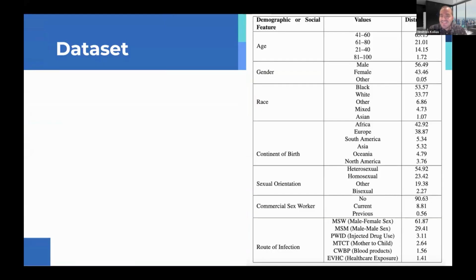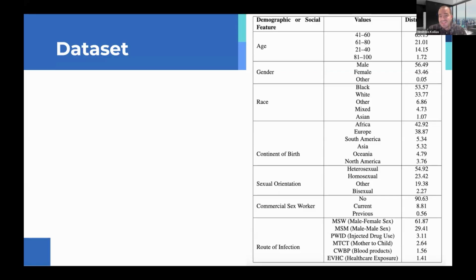These here are other features that have to do with the demographics and the social features. For instance, you can see we have the age, which we have grouped into 4 different groups, from 20 to 40, from 41 to 60, 61 to 80, and until 100. Generally, we have a lot of different distributions in those features, and that is generally expected. We also had the gender and the race; because the clinic was in London, we had a lot of different ethnicities and people coming from a lot of different continents of birth.